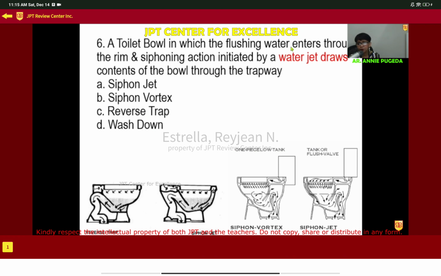A toilet bowl in which the flushing water enters through the rim and siphoning action is initiated by a water jet. You see the contextual clues, they're already giving you the answer. Since water jet, it's letter A, siphon jet. Okay? These are the siphon jets. It pushes the water to move into the P-trap.